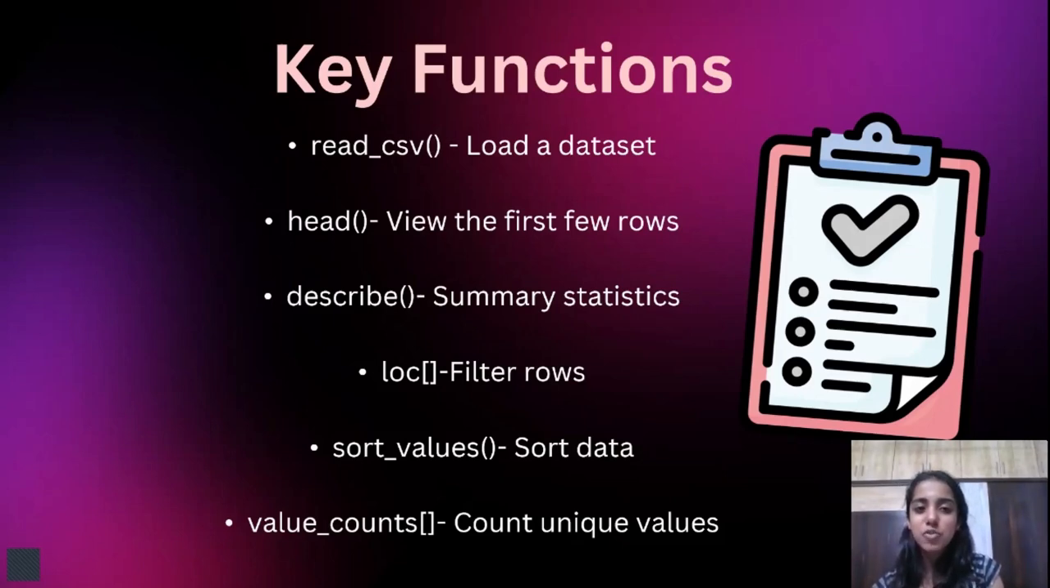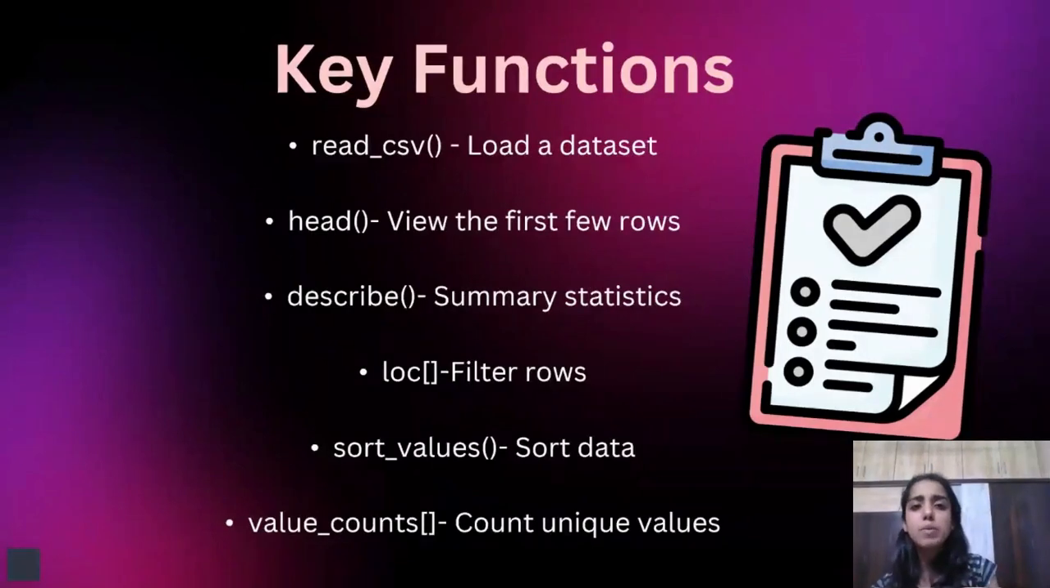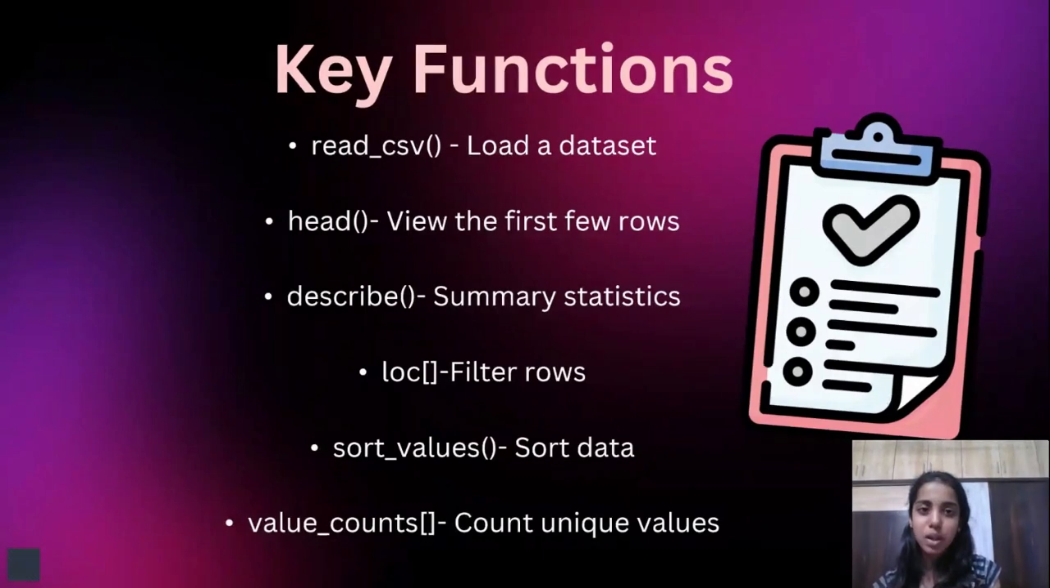The next key function we have is head. Head helps us view the first few rows of data. It's a good way to get a quick look at what we are working with. The next key function we have is describe. As the word says, it summarizes data like mean, minimum, maximum, standard deviation, etc. This function is great for understanding the distribution and spread of the data.